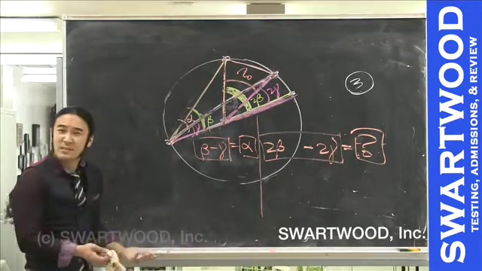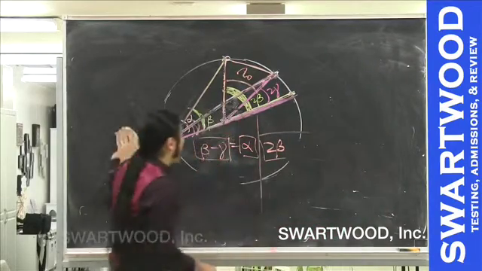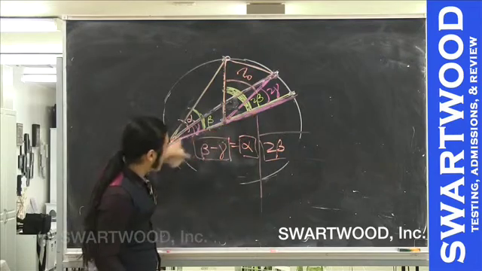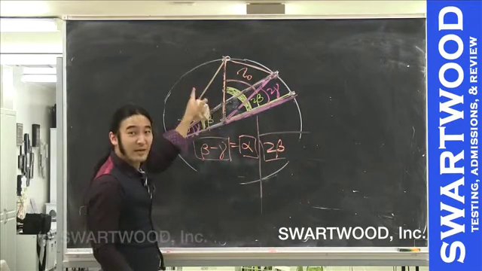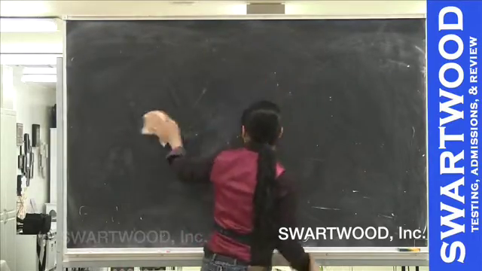Okay, so what's case number 4? I don't know, because it looks like we've done all the cases, right? Because we had the center on a leg, we had the center inside the triangle, and then the center outside the triangle. What else could you do? Well, there's one thing that we kind of assumed in the picture.